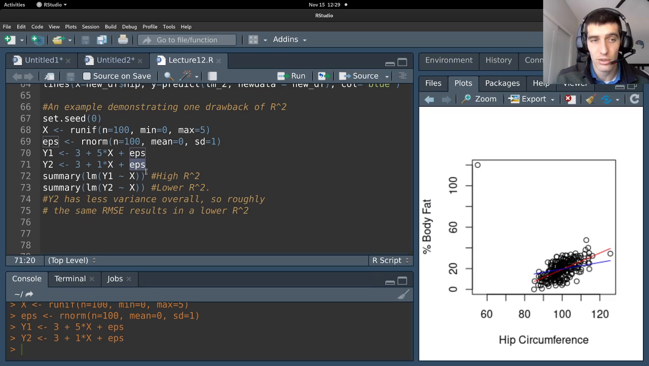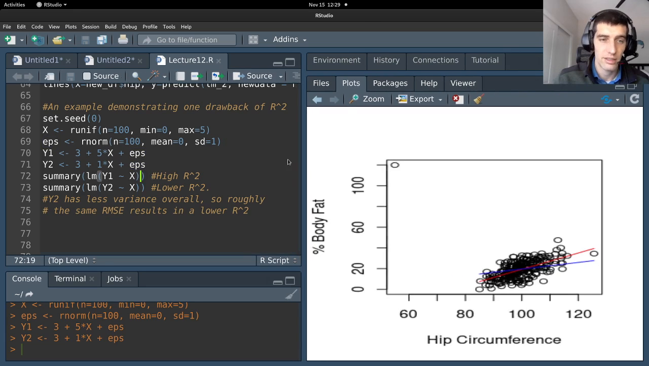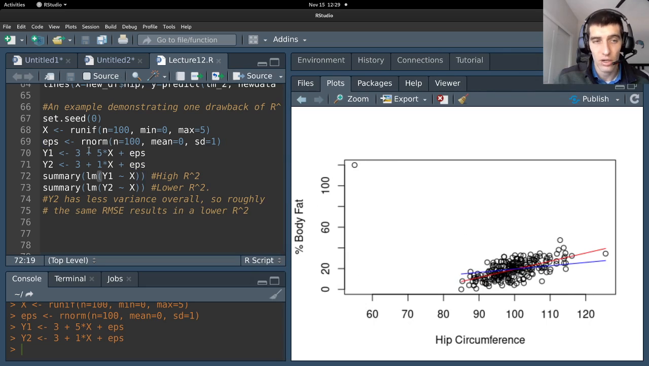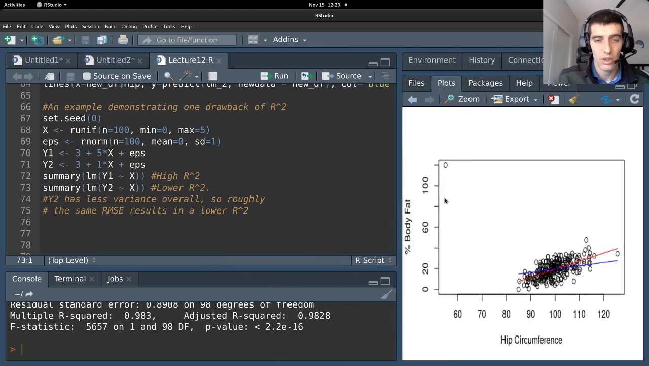I'm adding the exact same amount of noise to both relationships between x and y, right? But R squared does not capture this, whereas RMSE does. RMSE will capture the fact that these should be very similar in terms of model fit. R squared does not.